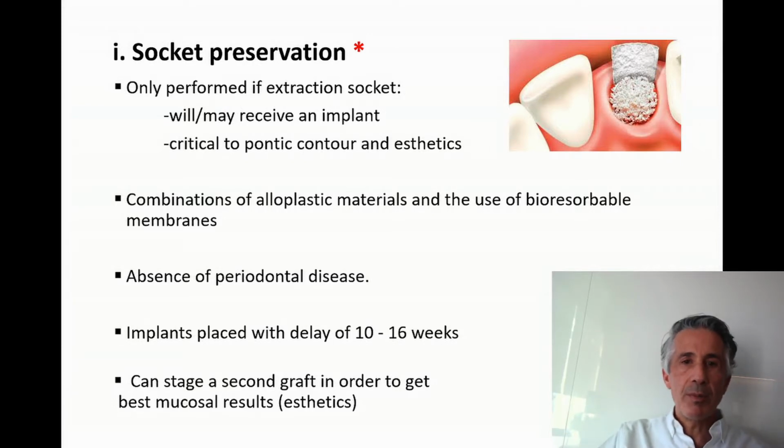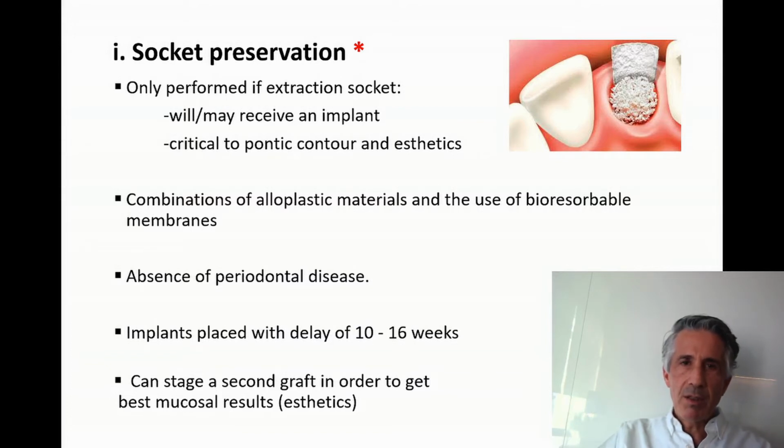We'll start with socket preservation. This is only performed when the tooth is taken out and that is going to receive an implant, and sometimes it's done for pontic contours. If there is no plan for an implant, if it's an upper second molar or a third molar, socket preservation honestly is a waste of money and time and risk for patients. And it drives me crazy. So if an implant's not going there, socket preservation is not right.